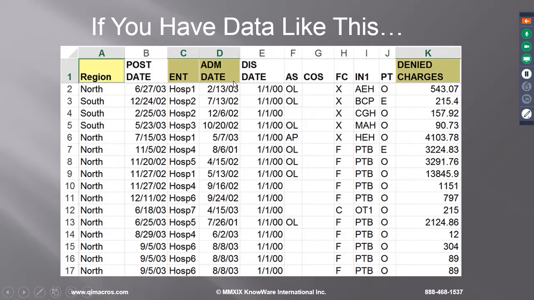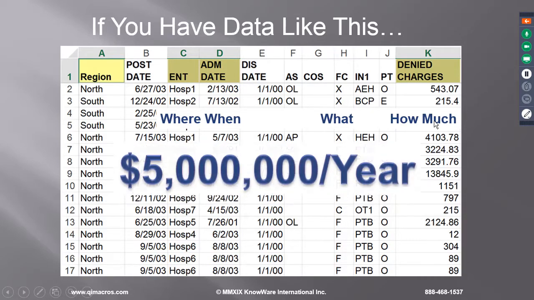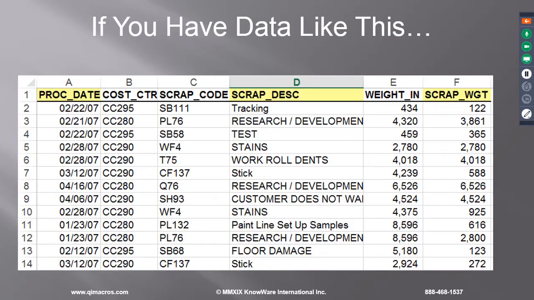So again, if you have data that looks like this, denied insurance claims by hospital, it tells you where it happened, when it happened, what was going on, the function code, and how much it cost. That could be worth $5 million a year.